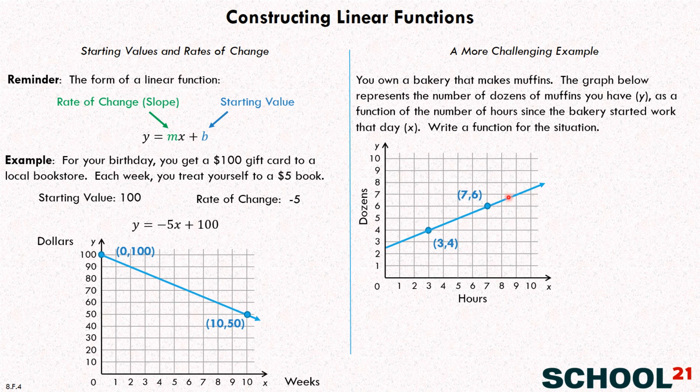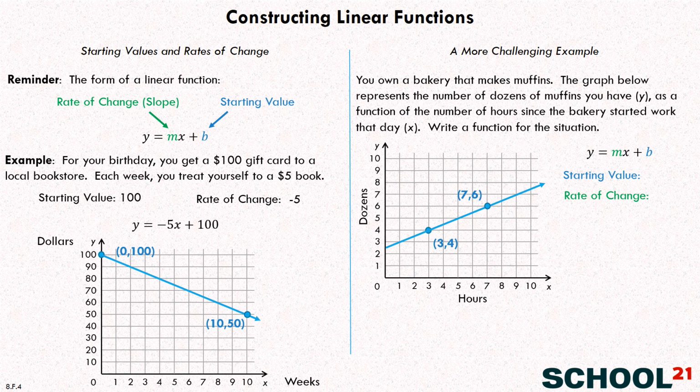Okay, so we have two values here that we're given, the points (3, 4) and (7, 6). And then we are given that it's a linear function. So what we have to do is find something that's in y equals mx plus b form. And we want to think again about the starting value and the rate of change. Okay, let's look at the rate of change first. We want to understand how much this is changing, and that's really the slope.